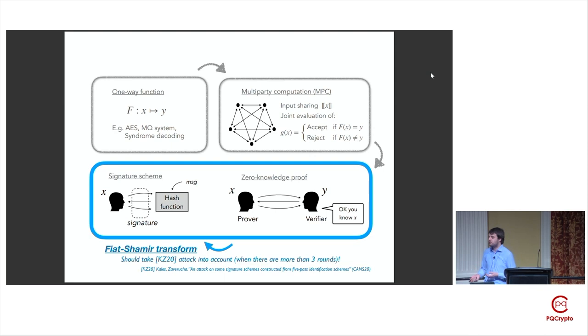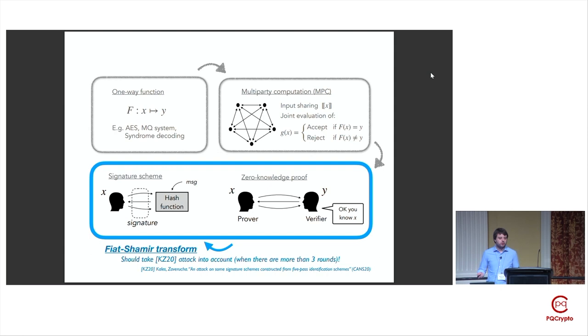Just a precision: we can apply directly the Fiat-Shamir transformation, but we must be aware that if we are working on more than three rounds, for example five-round or seven-round protocols, there is an attack. And so we just need to select our parameter, the number of repetitions tau, bigger to mitigate this attack. And in fact, what I described was a three-round protocol, so normally there is no problem.